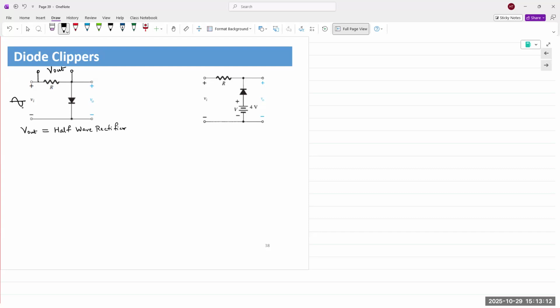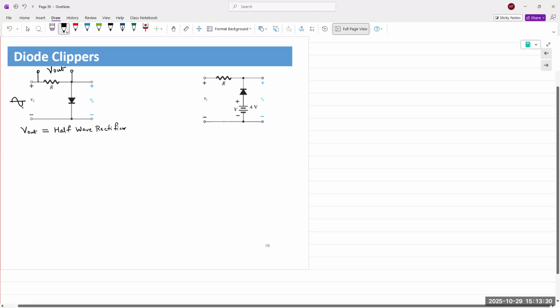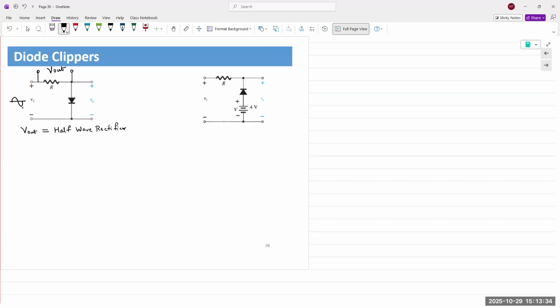So we did lab 4 last week. No, not last week, the week before that. So we had the half-wave rectifier, the full wave bridge rectifier, then we did the diode clipper and the diode clamper circuits. If you'll notice, the half-wave rectifier was the exact same circuit as a diode clipper.